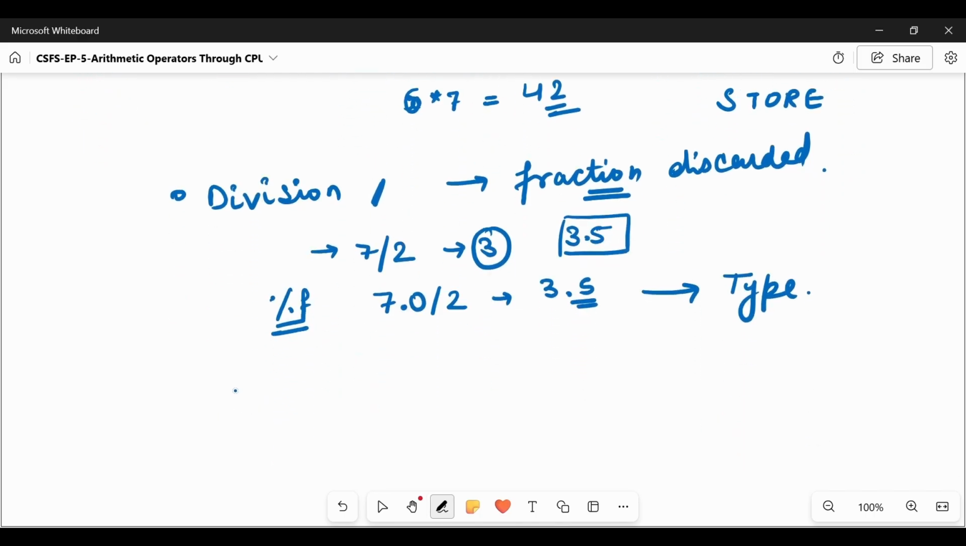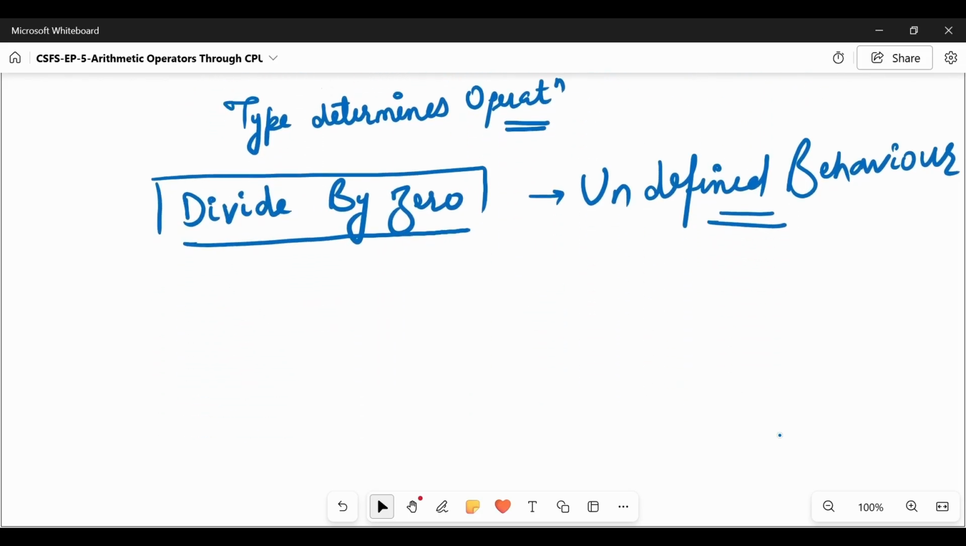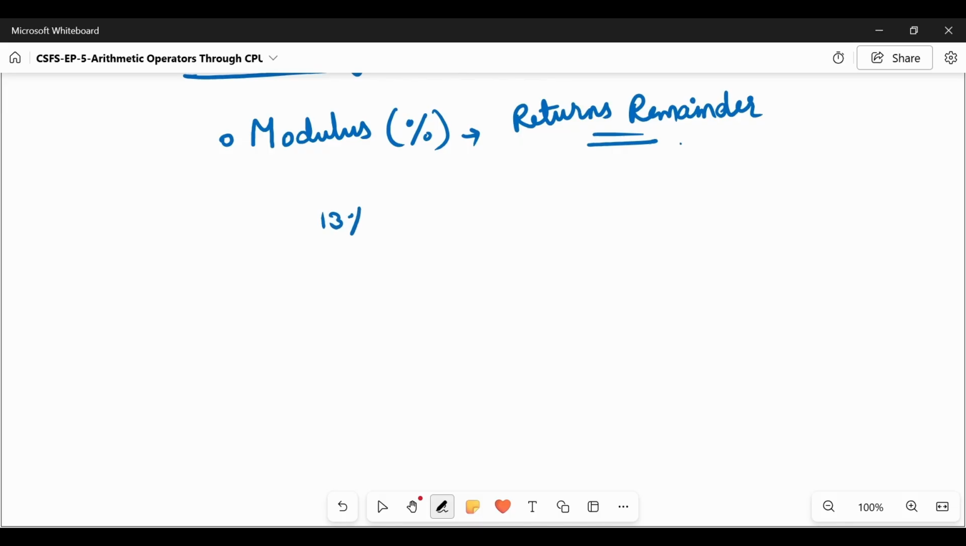In the case of division, type determines operation. One of the most faced errors is the divide by zero error, which results in undefined behavior. Similar to all these operations, we have the modulus operation, where we return the remainder. In the division operation, the remainder gets discarded, whereas in the modulus, the remainder gets returned. Like 13 divided by 5, it simply becomes 2.